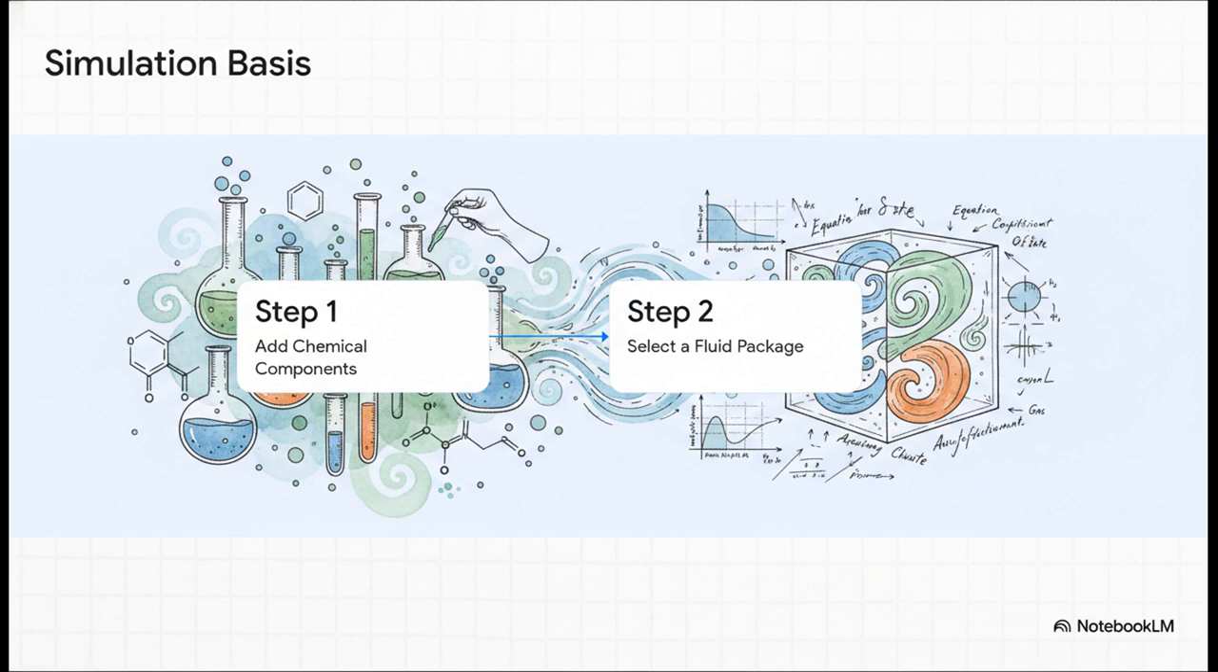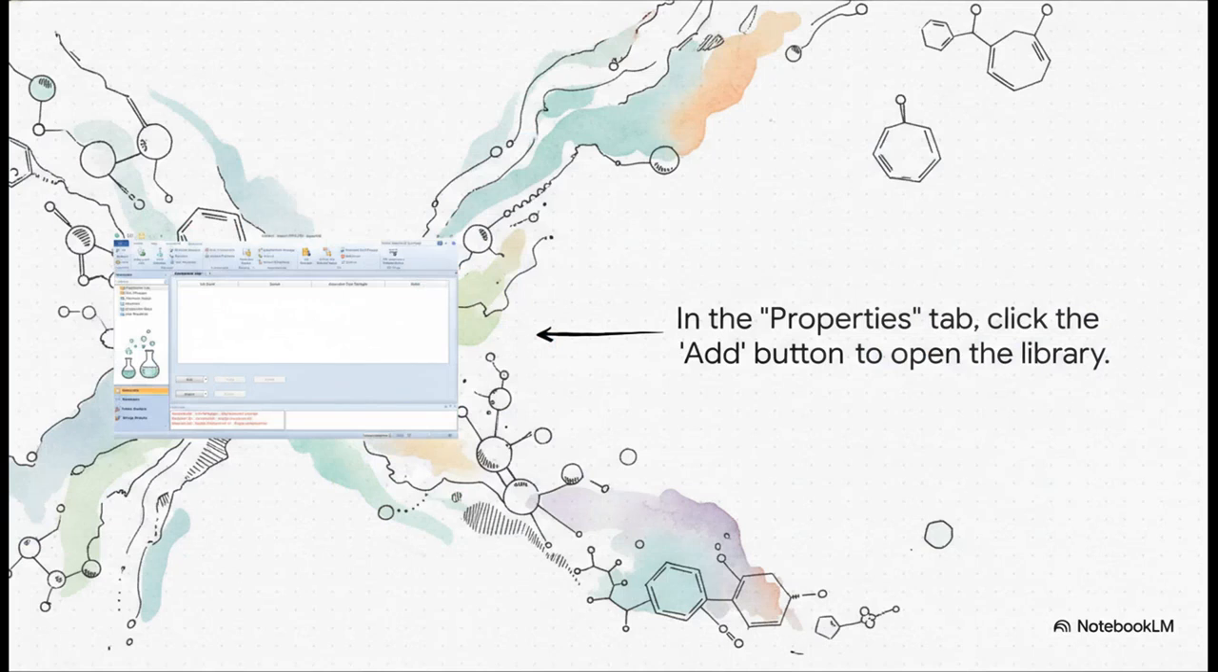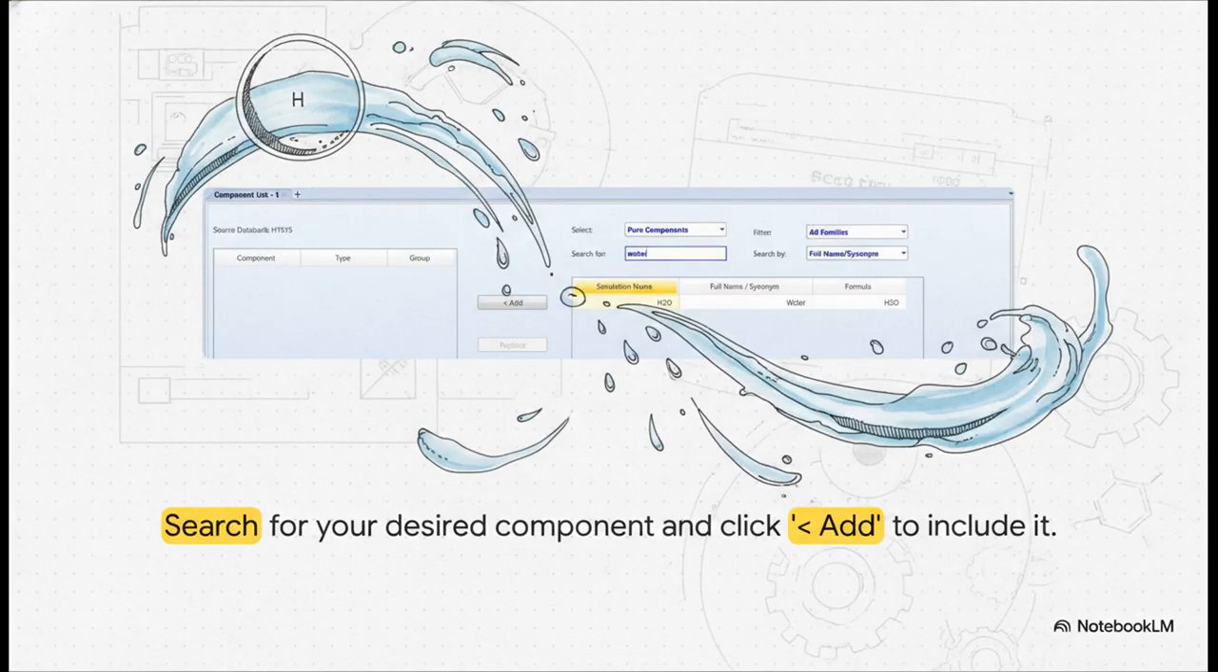Okay, now we define our chemical world. This takes two key steps, choosing components and a fluid package. First, let's tell HYSYS what chemicals are actually in our process. All you gotta do is click Add. You can search by name or formula. Here, for this example, we're just adding water to our list.